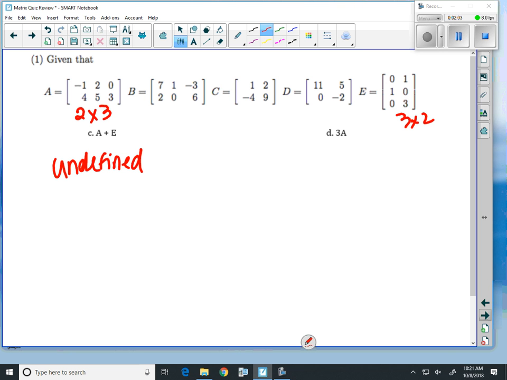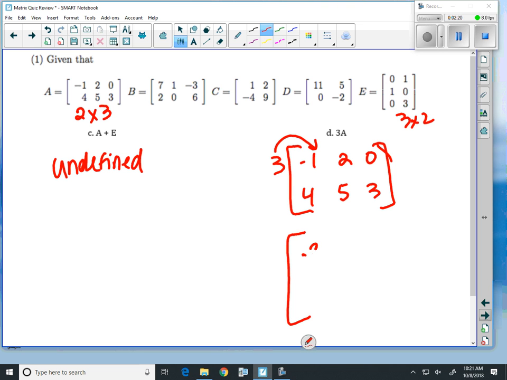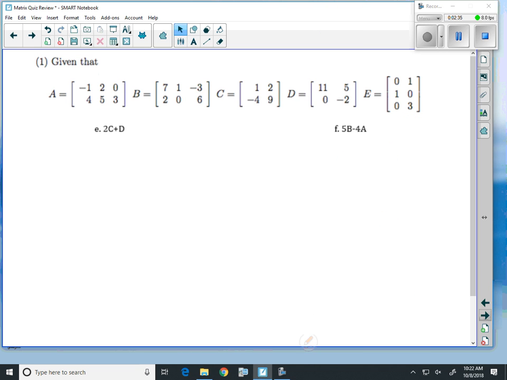Letter D is scalar multiplication, so we're going to do 3 times matrix A. So if we write that out, we put a 3 in front, and this is a lot like the distributive property. So we're going to distribute the 3 to every number inside. So we end up with -3, 6, and 0, 12, 15, and 9. So again, each one of those entries was multiplied by 3.